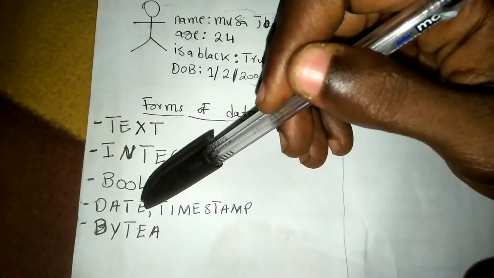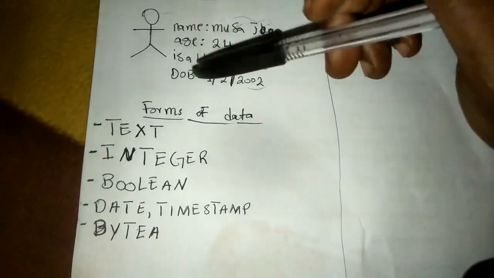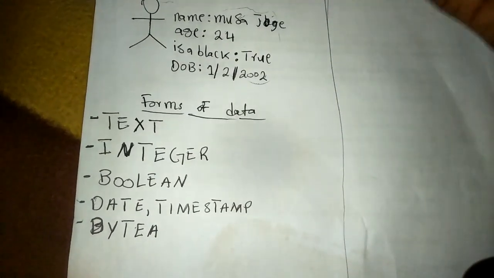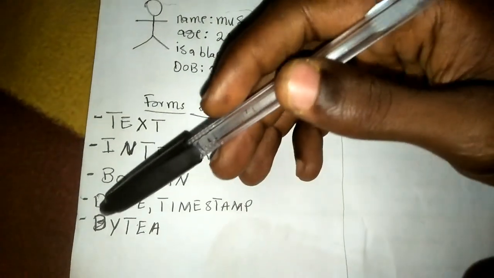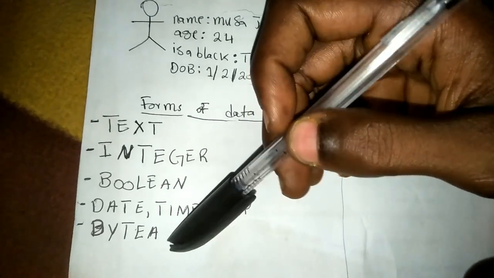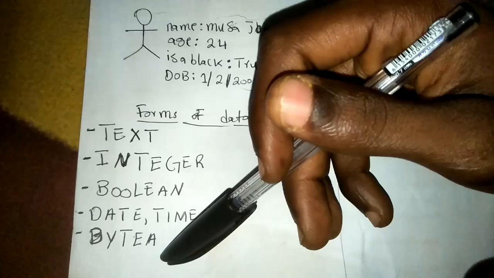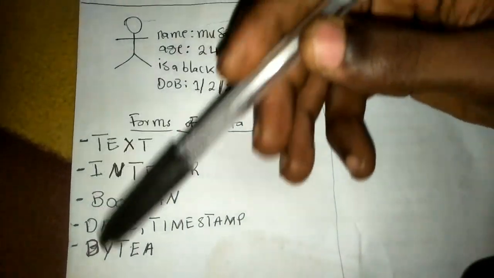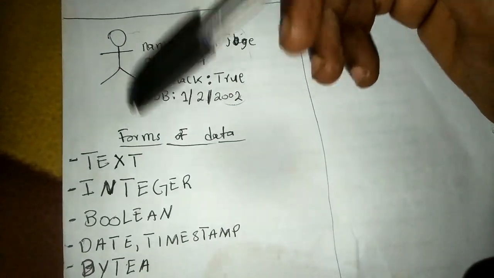Then we have date or timestamp. So here is date of birth, and we can also store a time like 3 o'clock, 19, and so forth. Then we have byte, which is binary. We can also store binary data in a database, for example music, video, and so on. This is the byte. So these are the forms of data we have in the database.